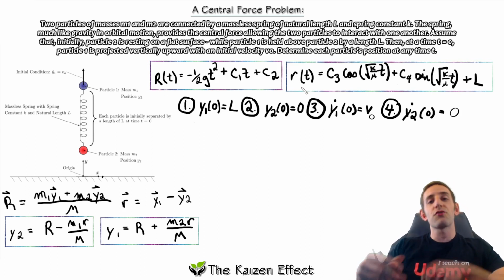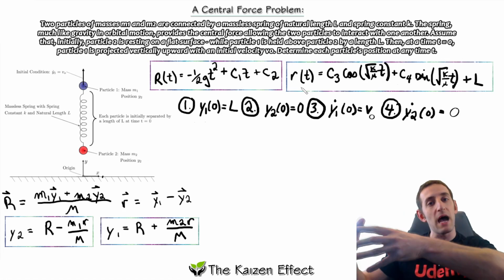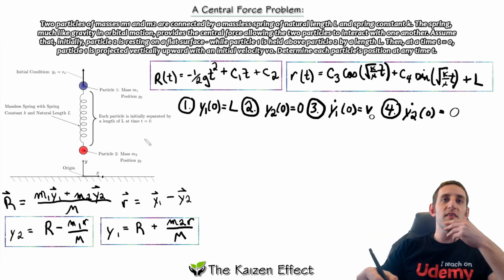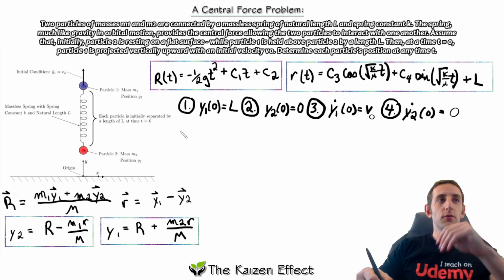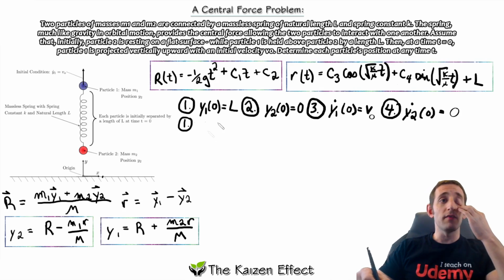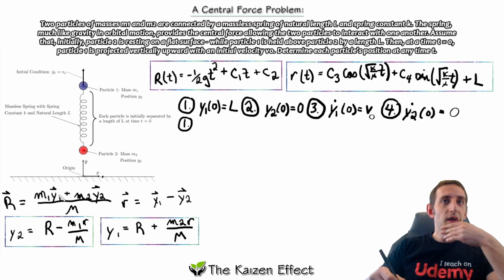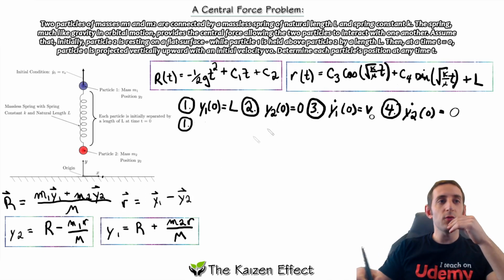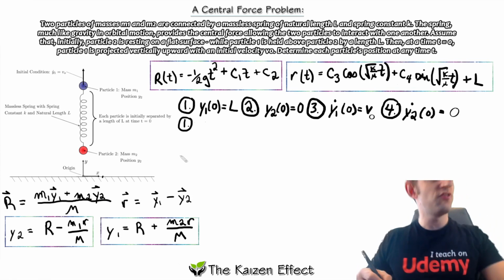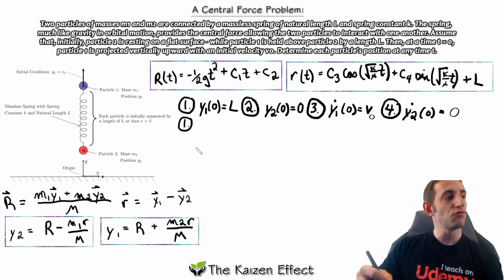What we're going to do is translate this over using our handy dandy map. We're going to translate this over to our new coordinates. So for the first condition, number 1, y1 naught is equal to L. Okay, so y1, this guy is equal to L. y2 naught is equal to 0. So this is going to be 1 and 2.